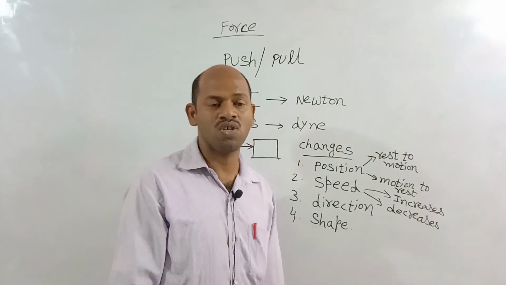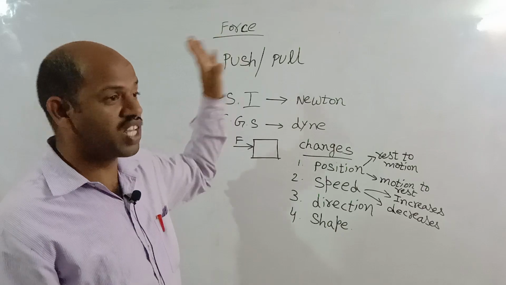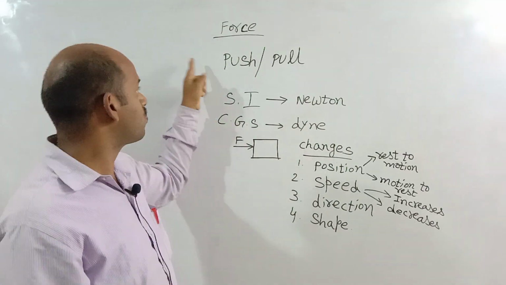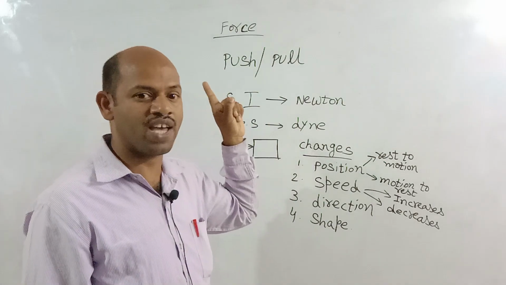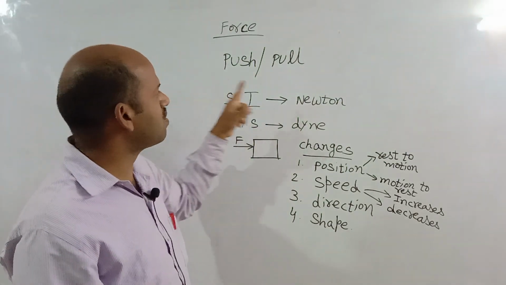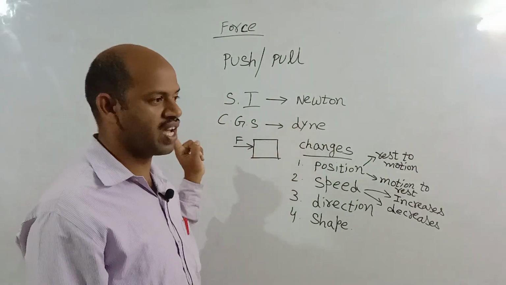Object shape also changes. So today what we discussed is what is meant by force. Force means push or pull on an object. Push or pull on an object is called force. The SI unit of force is Newton, and the CGS unit of force is dyne.